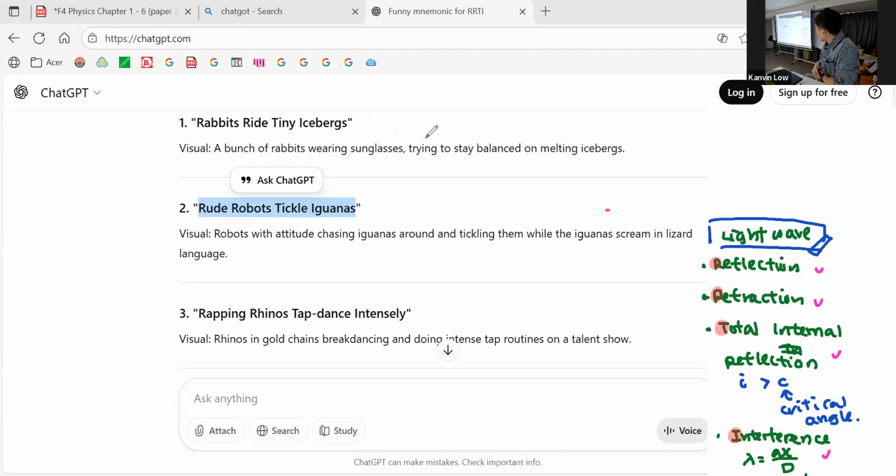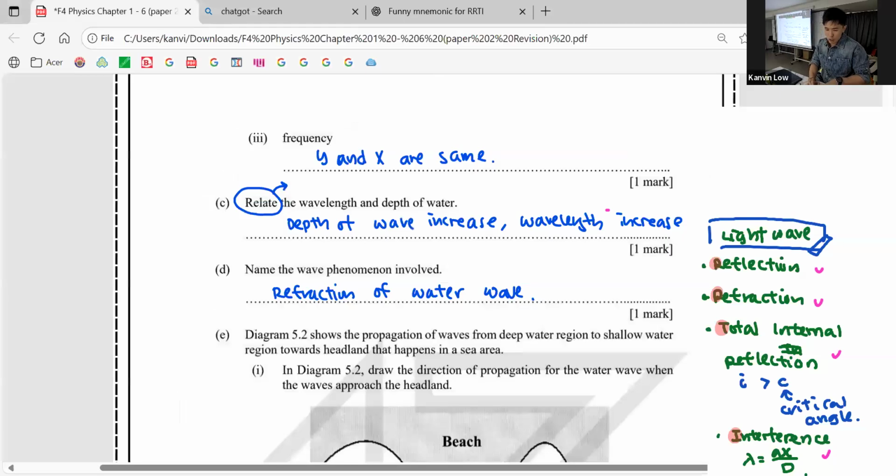Thanks to Michaela for asking the questions. I love it. Okay, root robots tickle iguana: reflection, refraction, total internal reflection, and interference. We talk about this one. Okay, so let me show you the slide.